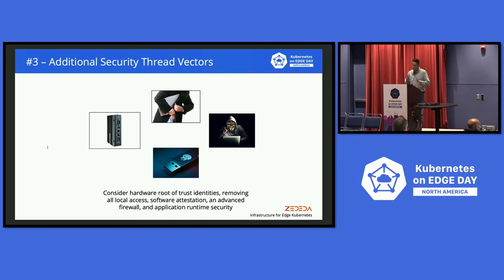So just some more areas to think about, like theft of devices, physical access, turning off ports, connectivity, all those sorts of things are really important when you're out on the edge.